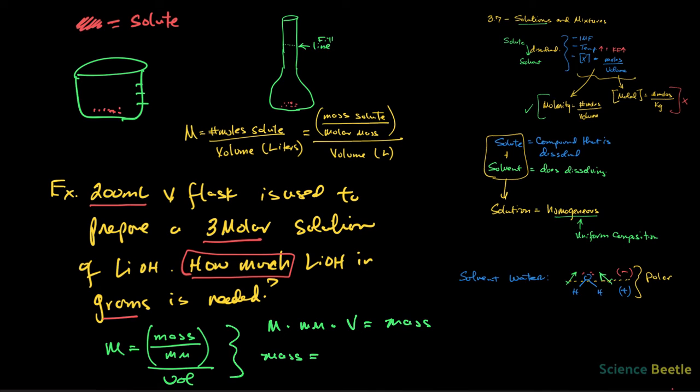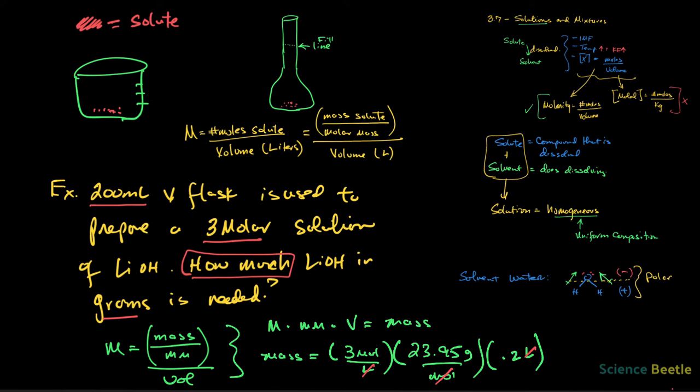Let's see here. For the concentration, that'll be 3 moles per liter. Multiply that by the molar mass, which should be 23.95 grams per mole. Then I'm going to multiply that by the volume. In this particular case, we want to prepare 200 milliliters, so we're going to fill it up to the line for 200 milliliters, and that gives a liter value of 0.2 liters. So let's cancel what we can cancel out.